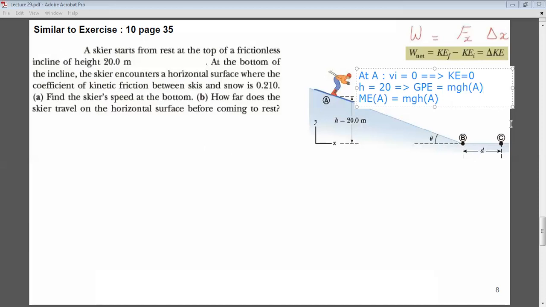At the bottom of the incline, so at point B, okay, the skier encounters a horizontal surface where the coefficient of kinetic friction between the ski and the snow is 0.2. So from B to C, there is friction.